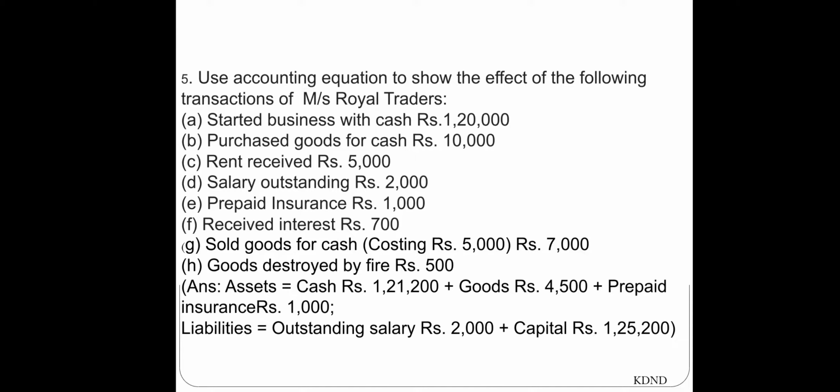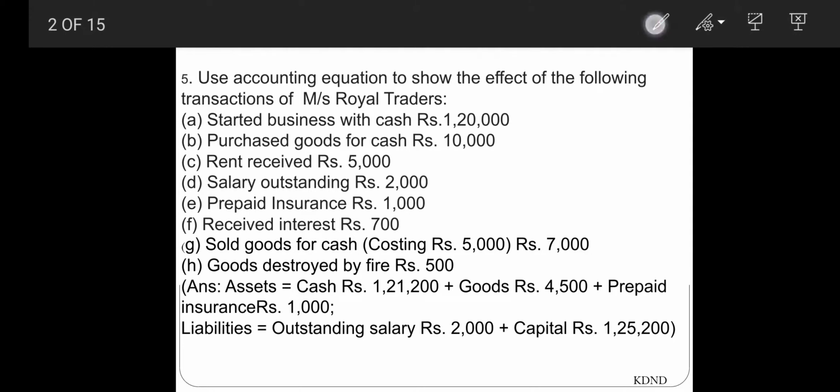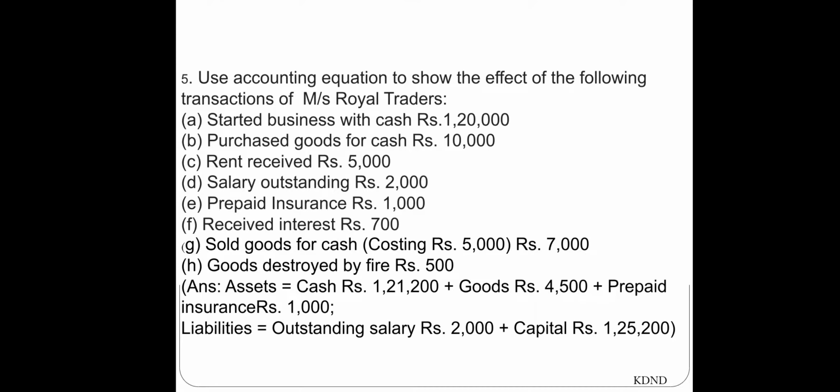Royal Traders. Now, as we understood in the previous video how to find out the accounting equation, always remember that A should always be equal to C plus L, that is, assets will always be equal to capital plus liability. So understanding this, we will further do all the sums.